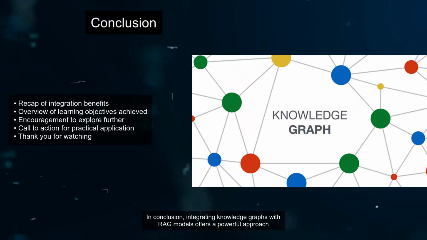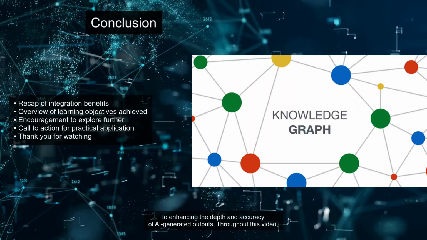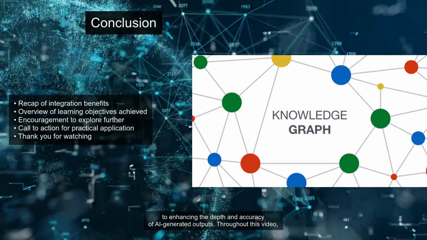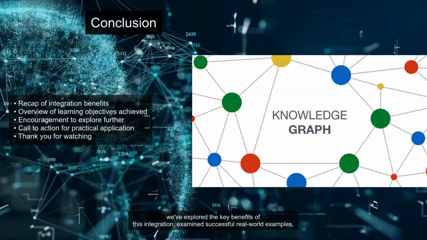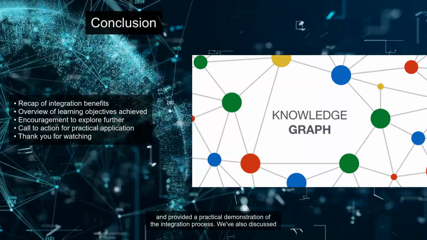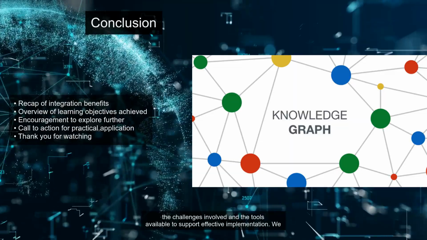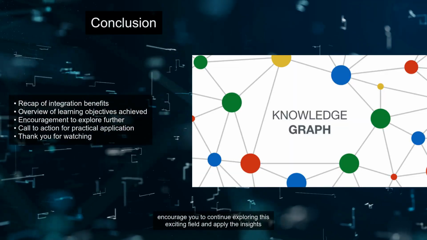AI systems. In conclusion, integrating knowledge graphs with RAG models offers a powerful approach to enhancing the depth and accuracy of AI-generated outputs. Throughout this video, we've explored the key benefits of this integration, examined successful real-world examples, and provided a practical demonstration of the integration process. We've also discussed the challenges involved and the tools available to support effective implementation.